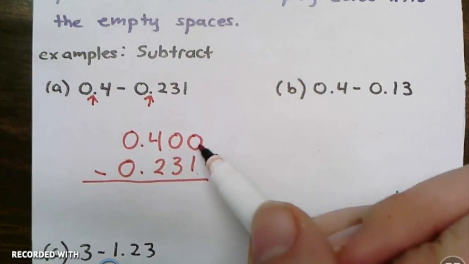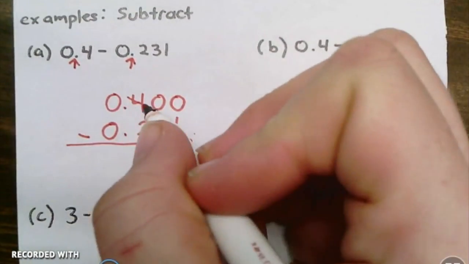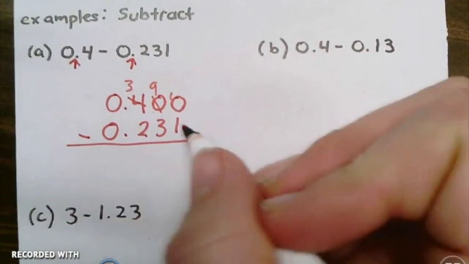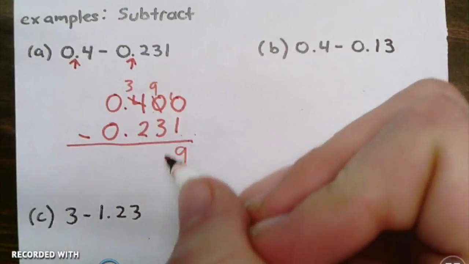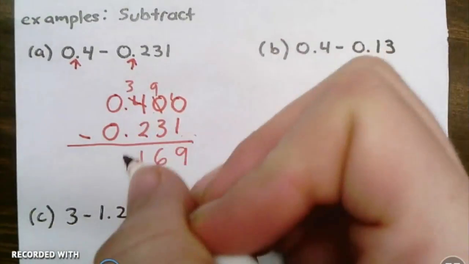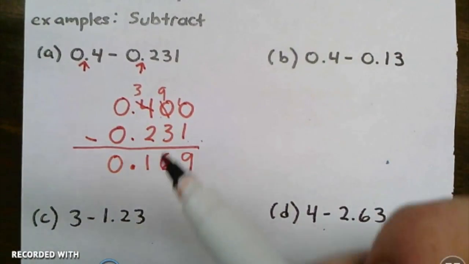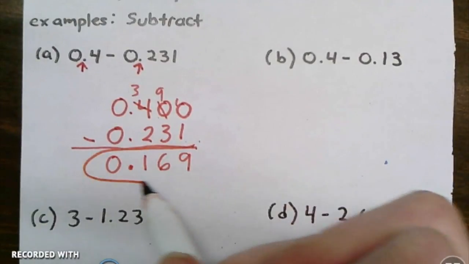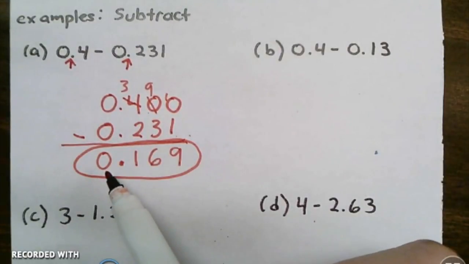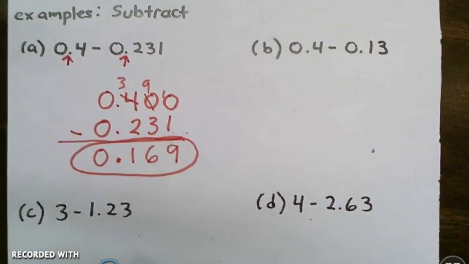Now we're going to put in these zeros in order to do the subtraction. So now I'm going to borrow from the 4. Come over to here. 10 minus 1 is 9. 9 minus 3 is 6. 3 minus 2 is 1. Bring down my decimal. Bring down my 0. And so my final answer is 0.169. Remember that this 0 isn't needed, but a lot of times we do put it there just to show that it is a decimal number.